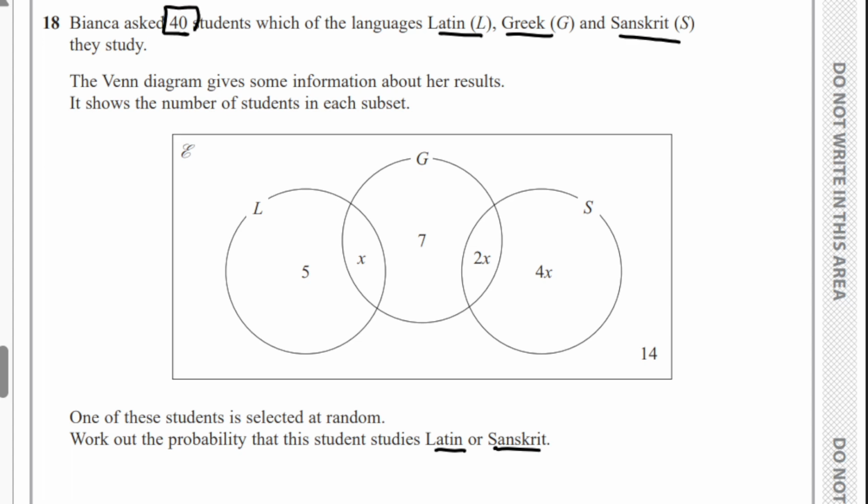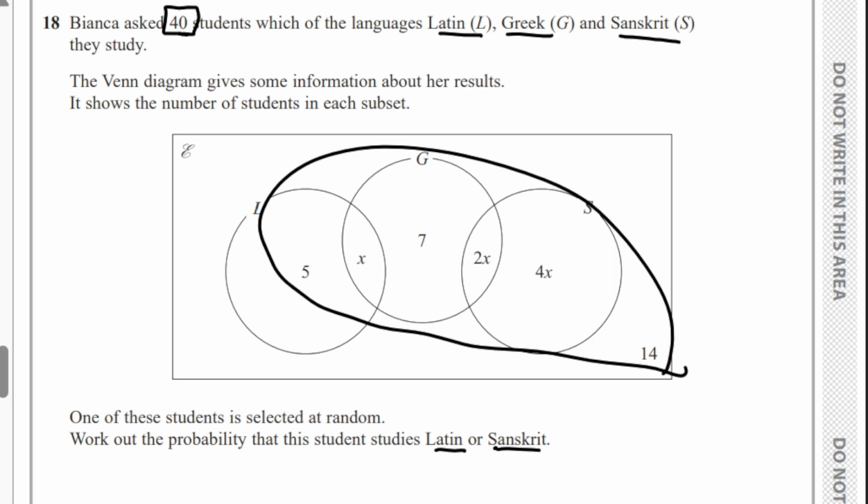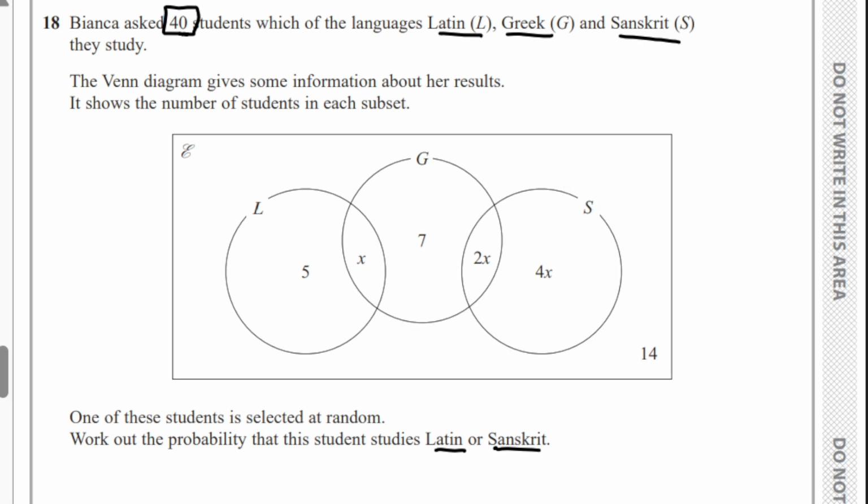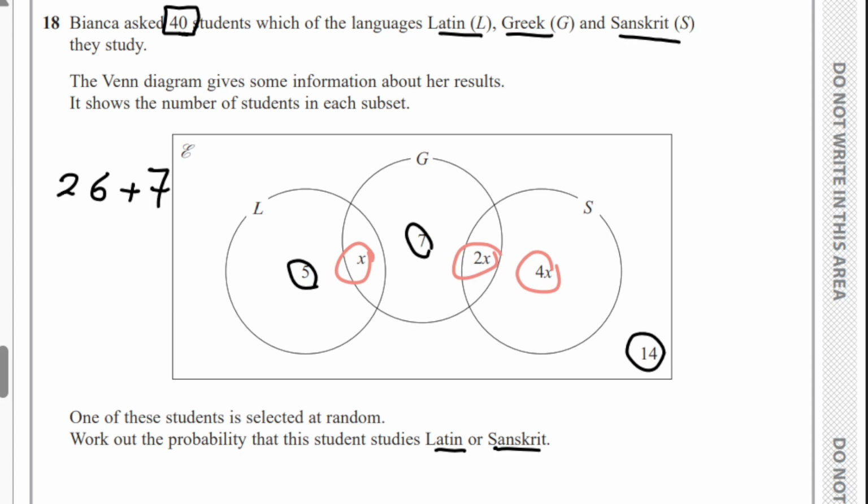She asked 40 students. So the total of all these is just 40. So let's add them. What's 5 plus 7? 12. 12 plus 14 is 26. 26 plus, how many x's are here? X plus 2x is 3x, plus 4 is 7x. So 26 plus 7x equals 40 because the total is 40.